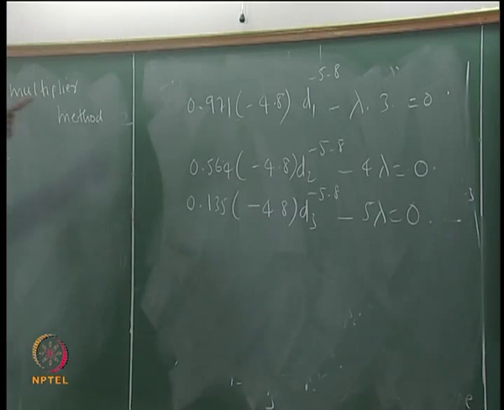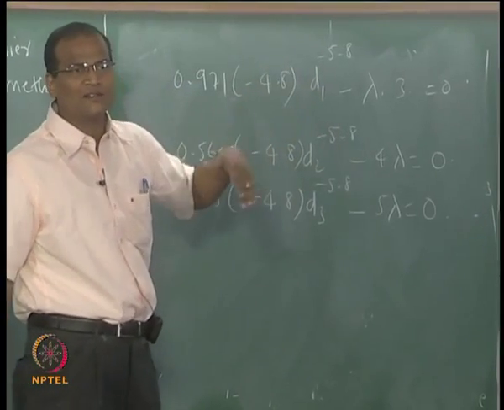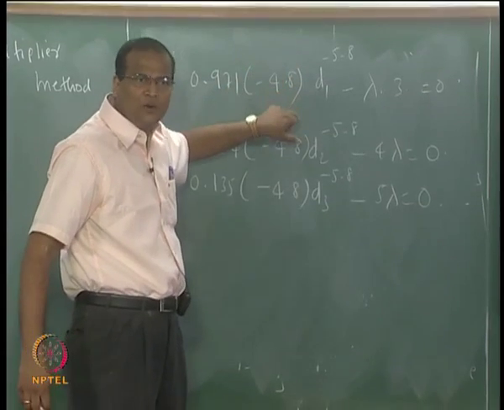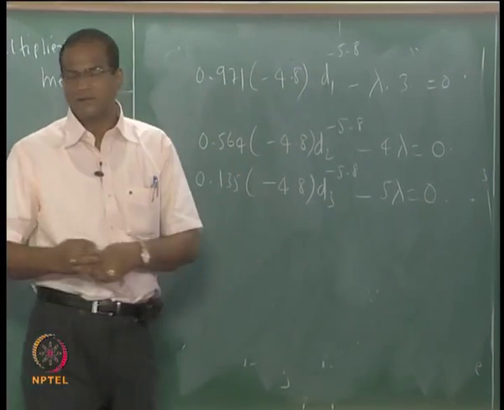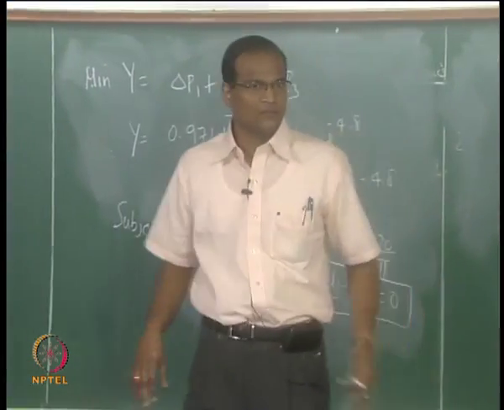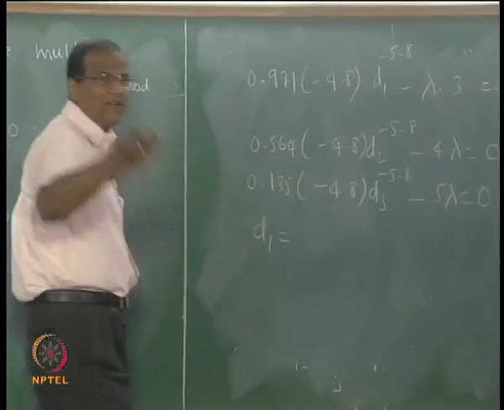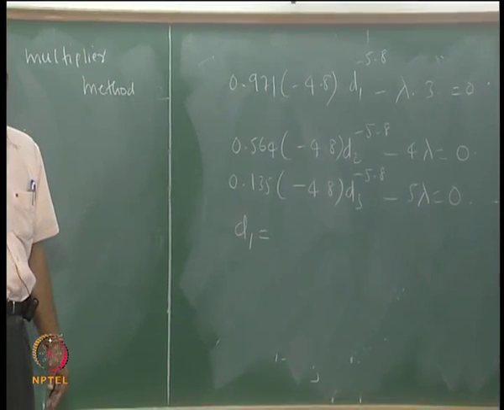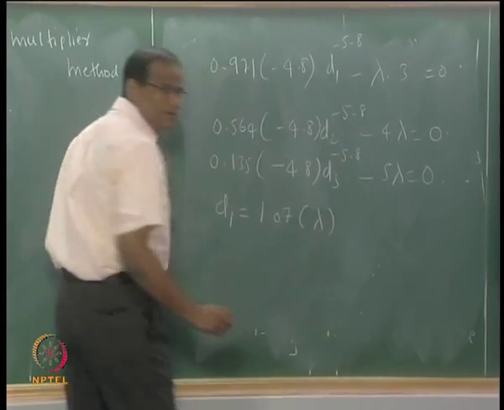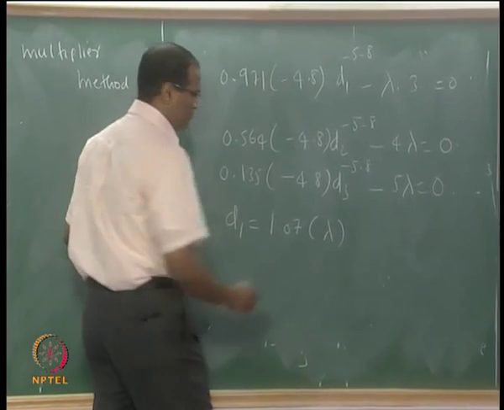So d1, or lambda, is in terms of lambda. We put d1 in terms of lambda, d2 in terms of lambda, d3 in terms of lambda, and then substitute for d1 d2 d3 here, you are home. Okay, so d1 equal to, please tell me Vikram, d1 1 point lambda raised to minus 1 by 5. 0.172.